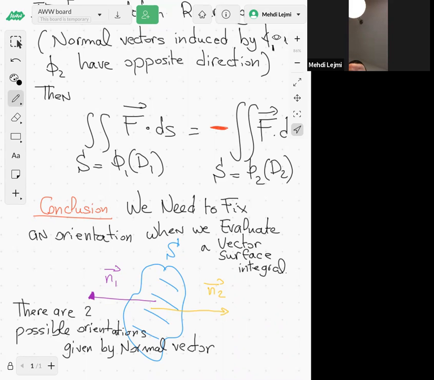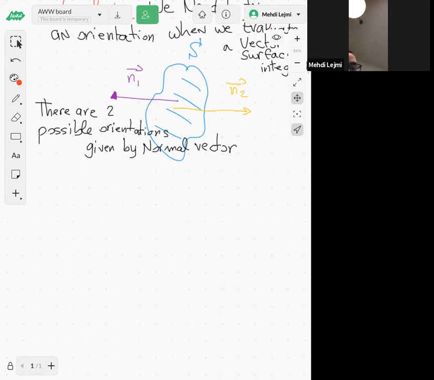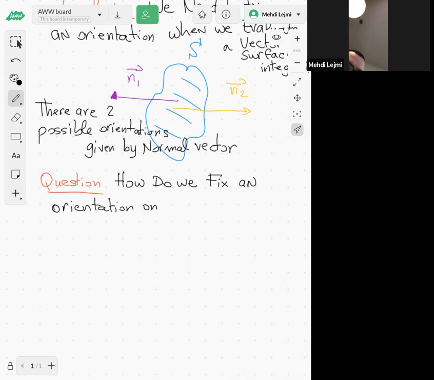So here are some numerical examples as I promised. We discussed this on Tuesday, but we didn't have any numerical examples. So let me give you an example and then an exercise. The question here is how do we fix an orientation on the surface? Here's an example.